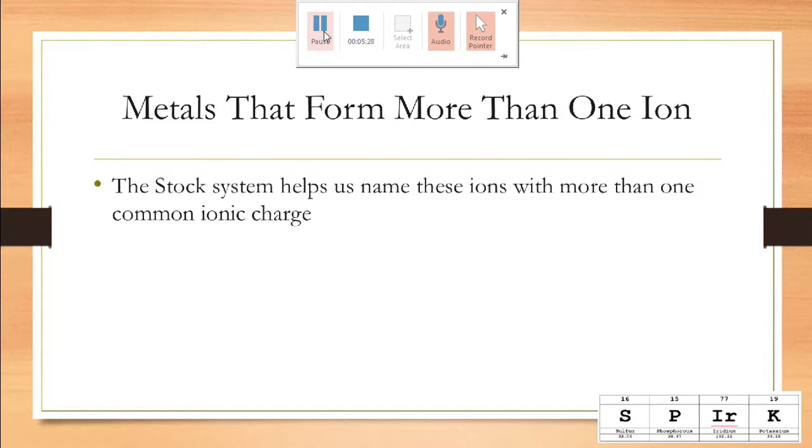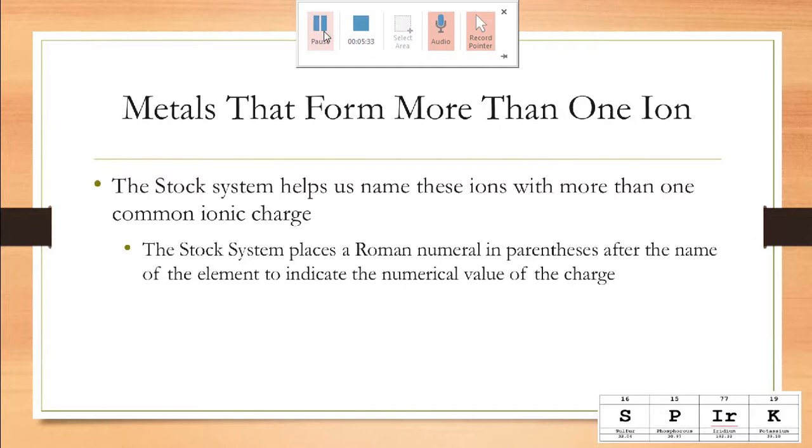The Stock system helps us name these ions with more than one common ionic charge. The Stock system places a Roman numeral in parentheses after the name of the element to indicate the numerical value of the charge. For example, like we just said, we had iron 2 plus, Fe2+, and we read that as iron(II) ion. When writing it out, we would spell out the word iron, put a parenthesis, and then put a Roman numeral 2 to tell us that that is the iron(II) ion, Fe2+.